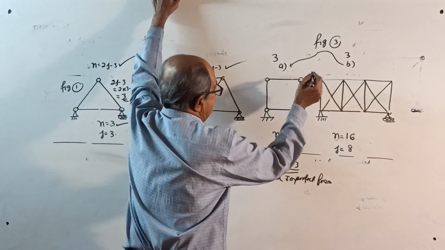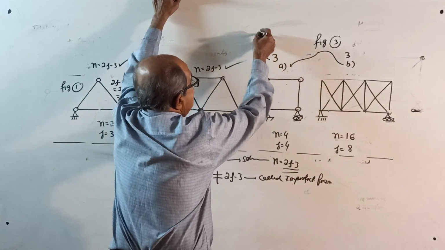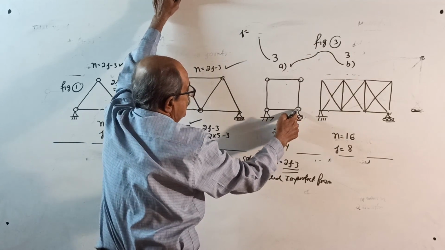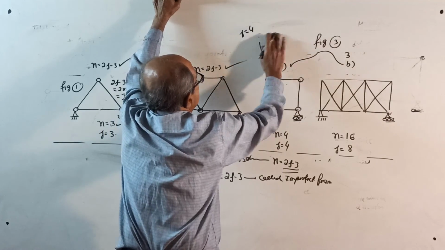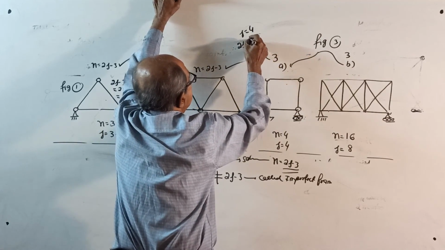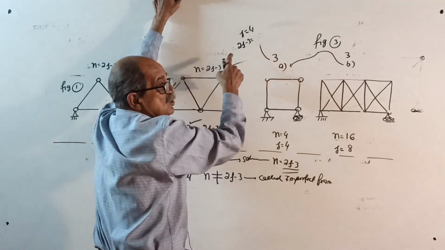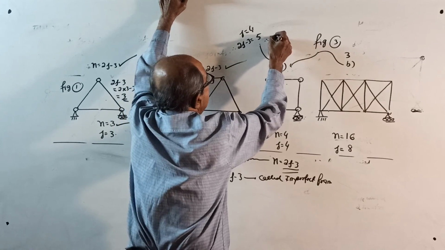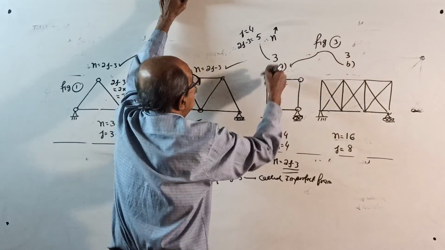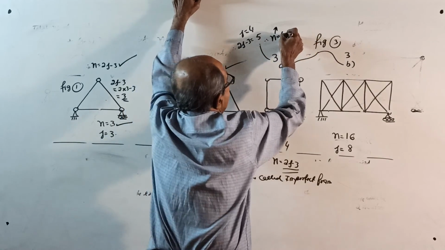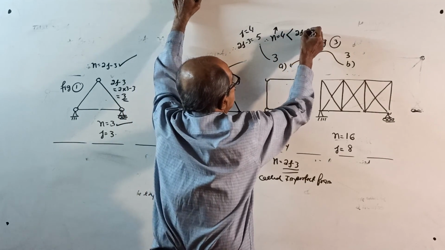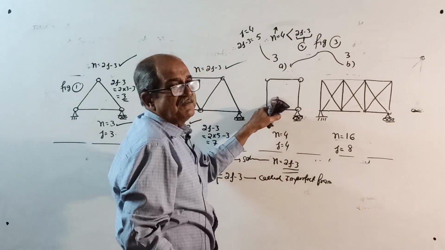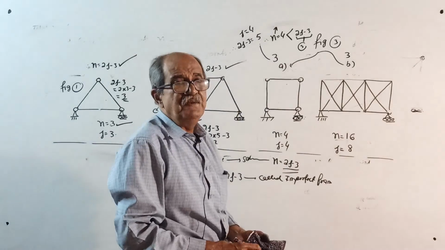So here now, see this case, 3a. Number of joints j: 1, 2, 3, 4. So 4. Therefore, 2j minus 3 equals 2 into 4. 2 into 4 is 8. 8 minus 3 is 5. Therefore, n, which is only 4 members, is less than 2j minus 3, which is actually 5. That's why this is an imperfect frame. Figure 3a is imperfect.